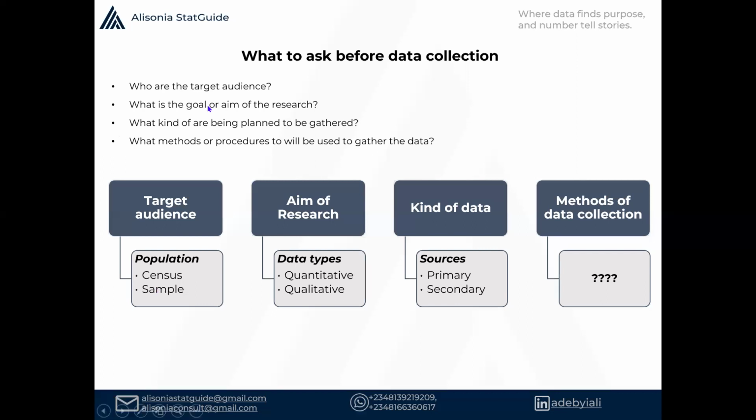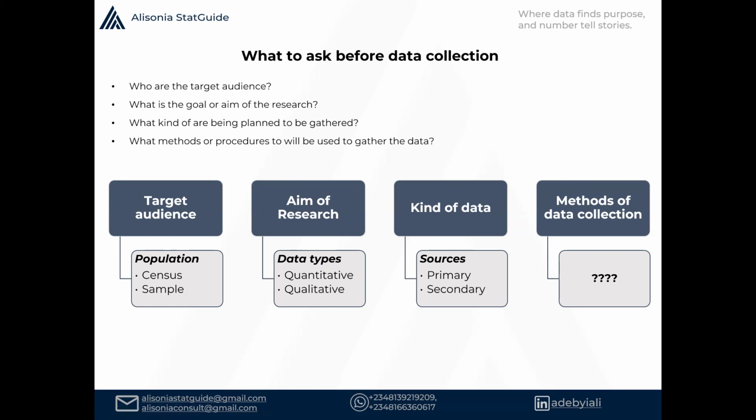For your aim of research, what is the goal or aim of your research? That goes back to data type. If you know the goal or aim of your research, then you know the kind of data type that you want to collect. We already talked about it, so that's why I said you should watch the last video if you haven't watched it. I won't be repeating this here. By data type, we mean quantitative and qualitative data.